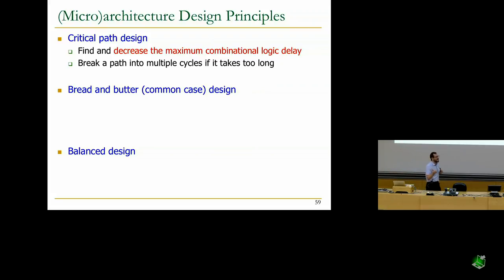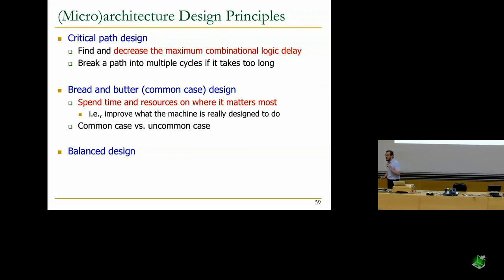If you have multiple cycles to execute an instruction, you can easily say, my clock cycle is X, and if an instruction takes longer than X, I'm going to make it execute in more than 1 cycle, right? It's simple. Okay, bread and butter, common case design is very important, especially if you're optimizing for average performance. You want to spend time and resources on where it really matters most. So you really want to improve what the machine is designed to do.